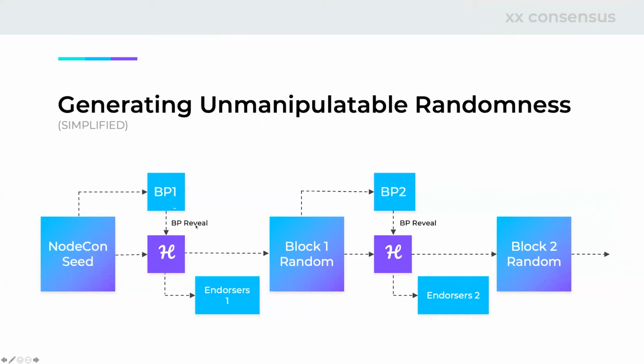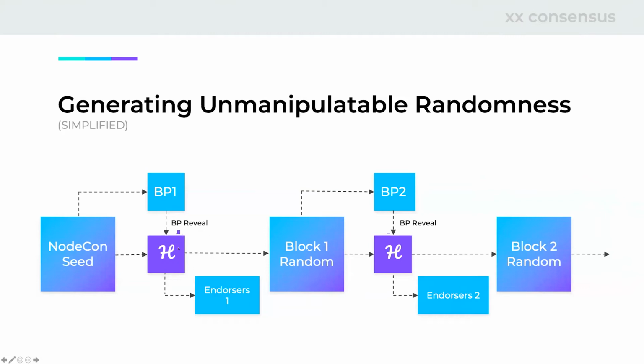So using that BP reveal, this diagram shows us how we apply it to every single round to generate unmanipulatable and unminable randomness. And you'll notice that this is very similar in structure to a blockchain, where every random is a hash of the random before it. And so going forward, we're going to call this a randomness chain. Now, the random that we generate in every block is used to select two things. It selects a new BP and a new set of endorsers for that block. We're only going to show the case where the BP is not malicious and actually does reveal the random, but later on, Bernie's going to examine what happens if the BP does not reveal the random.